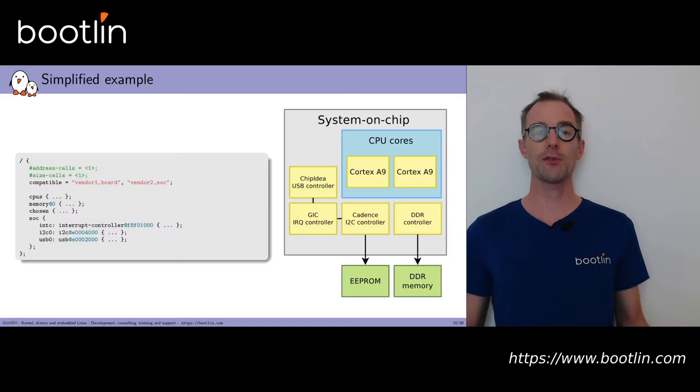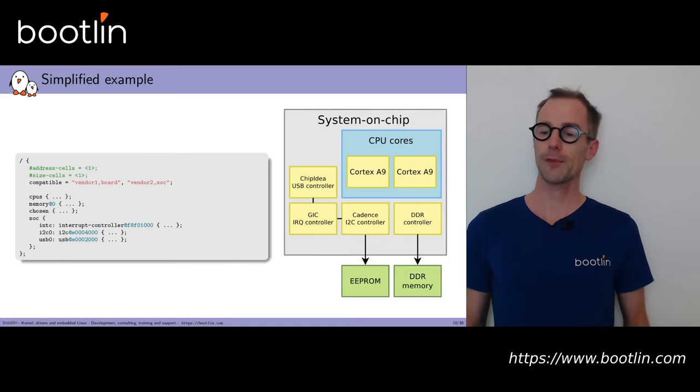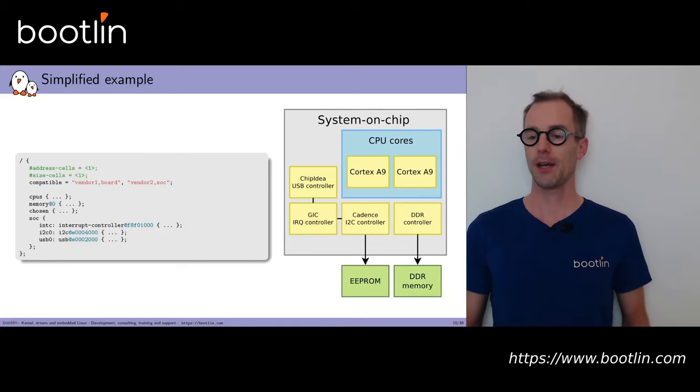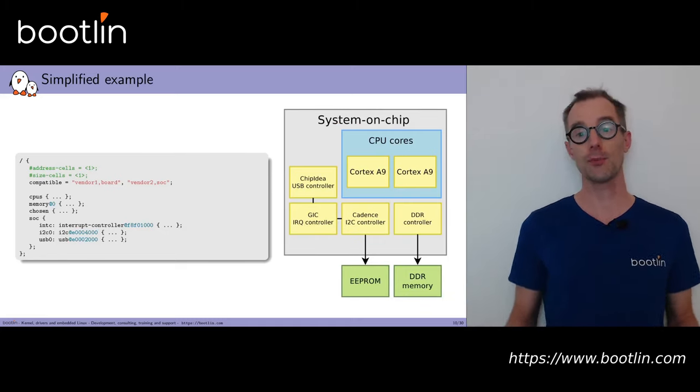So let's have a look at a simplified example of a device tree. On the right hand side, we have a very simple embedded system that has a system on chip with two Cortex A9 cores. It has a DDR controller, an I2C controller, a GIC interrupt controller, and a USB controller from the chip IP vendor. And on the left side, we see the device tree, which has been simplified a little bit with some nodes folded, and we will unfold them in the next slides. So we have a top level node, which really encompasses all the other definitions. And it has a number of top level properties, address-cells and size-cells, which we will be discussing later. It has a compatible property, which identifies the platform as a whole, and we will again talk about the compatible property later.